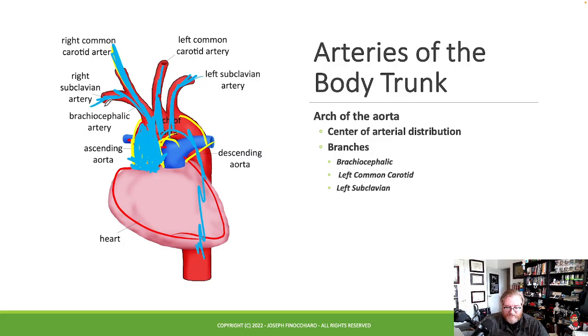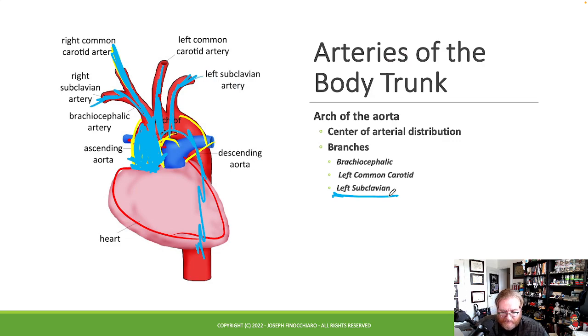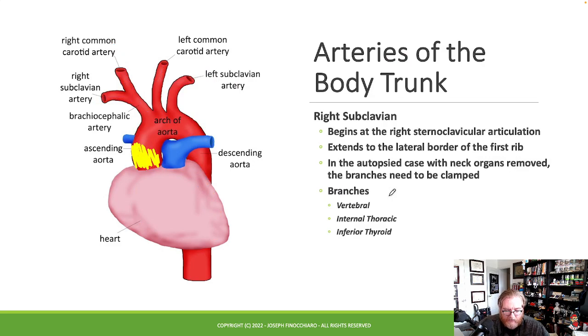So what are the branches of the arch of the aorta? We've already covered two of them, the brachiocephalic and the left common carotid. The last one is the left subclavian. Now, the right subclavian artery begins at the right sternoclavicular articulation, which is going to be up here somewhere. It extends to the lateral border of the first rib, where it becomes the axillary, right?